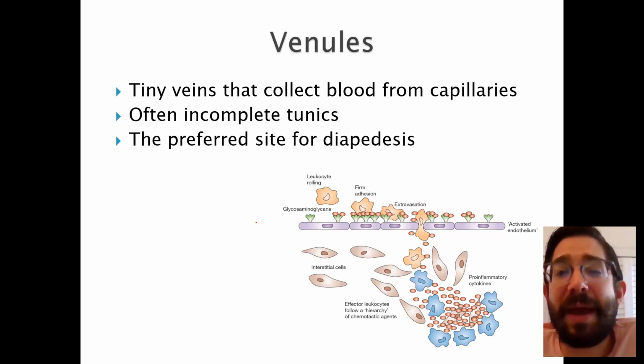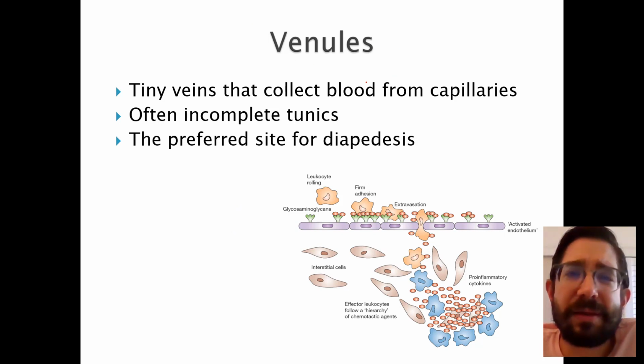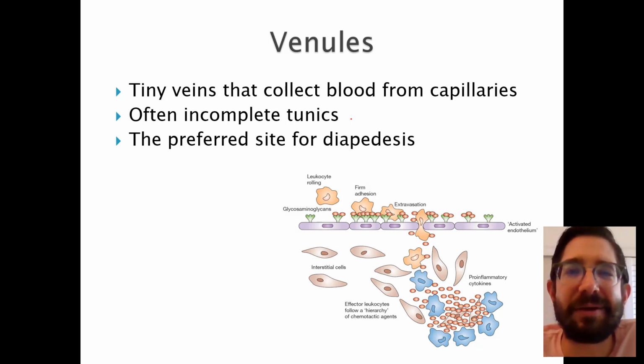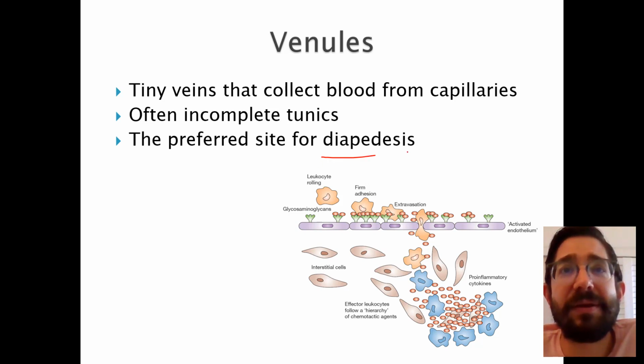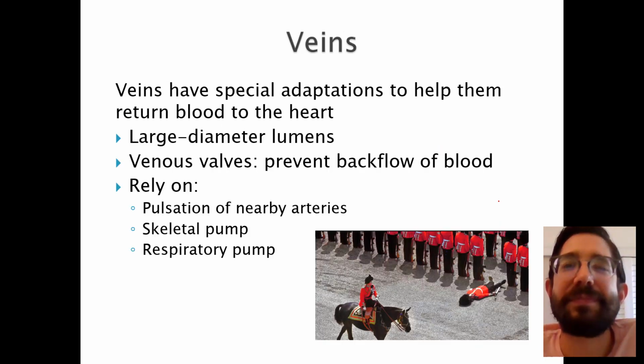Okay, so now we just get the blood back to the heart. This will go much quicker. Venules are just little veins. They often have incomplete tunics. So maybe no tunica externa and incomplete tunica media, kind of like arterioles. And the blood's moving pretty slow still. This is a good place for diapedesis. And that term and this image should sound familiar to you from previous class.